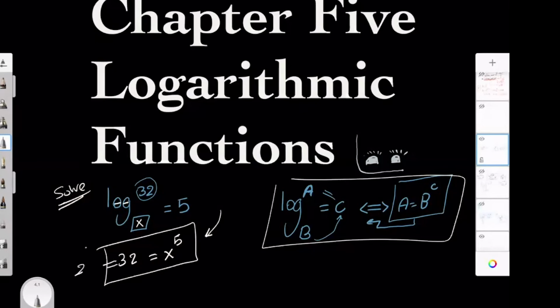32 is 2 to the power of 5. How do I know it? I mean, by making prime factorization. So 2 to the power of 5 equal to x to the power of 5. The exponents are the same, then the base must be the same. So x equal to 2.